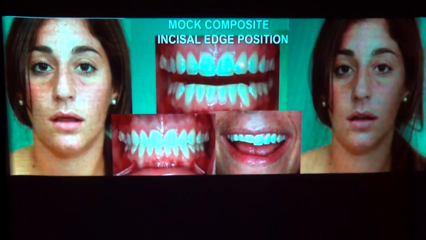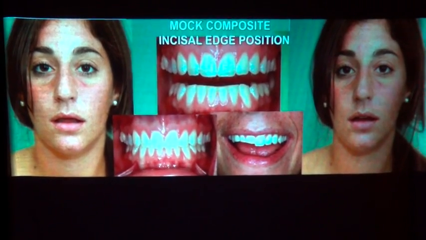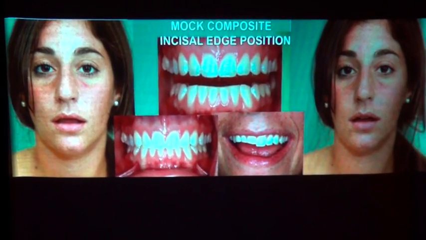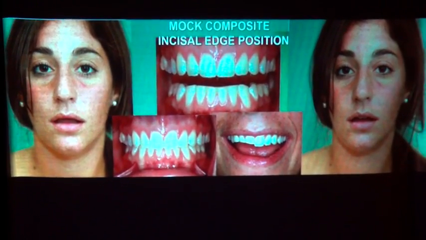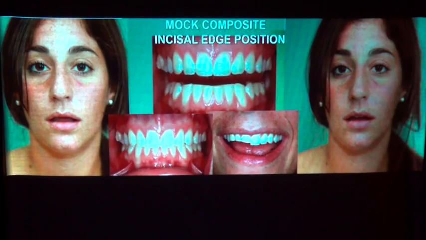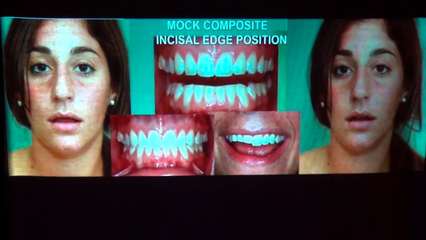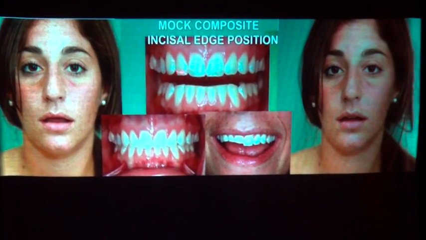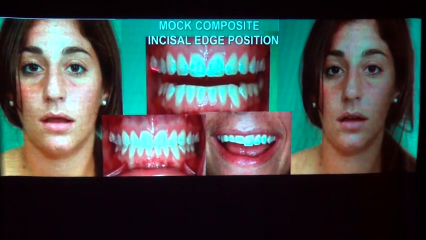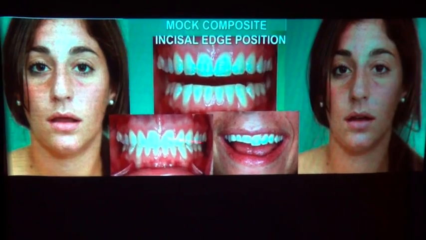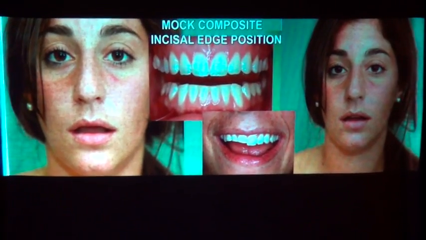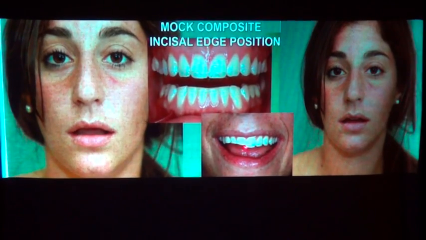Let's do a mock composite. So computer imaging has its limitations. I mean, some people will see that and they'll be convinced to the point of taking action. And in this situation, it wasn't until we actually did a mock composite, we put composite on the incisal edges of the teeth, and it was just temporary because before we took this photograph, it had fallen off.